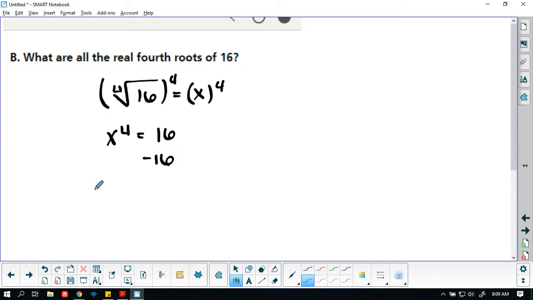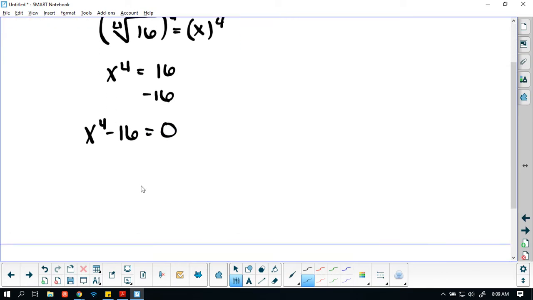Subtract 16 from each side. Do I have to go through all these steps? If I know that a value to the fourth, positive or negative, would give me that 16, no, I wouldn't.